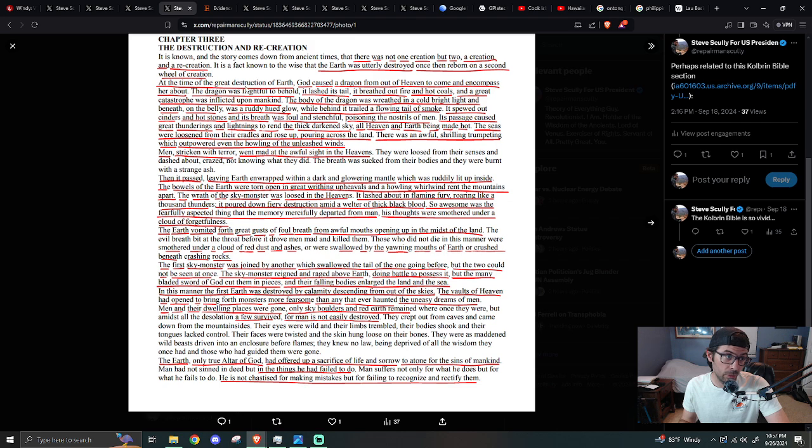At the time of the great destruction of earth, God caused a dragon from out of heaven to come and encompass her about. The dragon was frightful to behold. It lashed its tail, it breathed out fire and hot coals, and a great catastrophe was inflicted upon mankind. The body of the dragon was wreathed in a cold, bright light, and beneath on the belly was a ruddy hued glow, while behind it trailed a flowing tail of smoke.